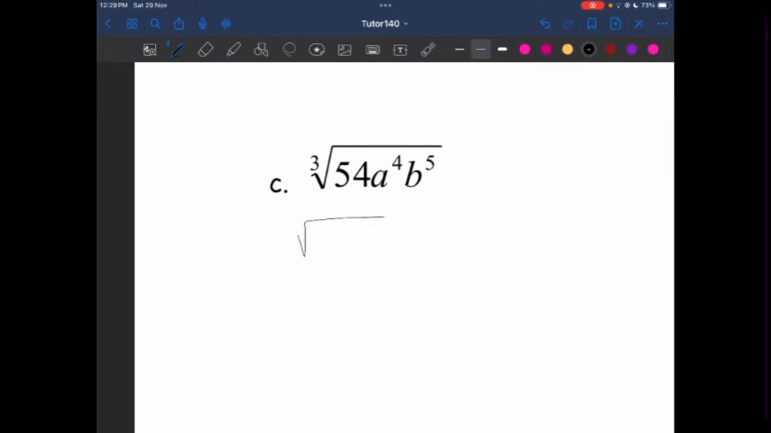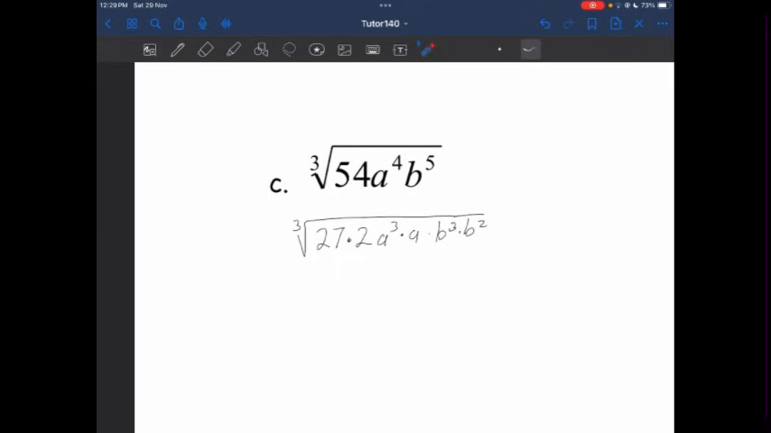So I know 27 is the perfect cube that's here. So we have 27 times 2. Now I'm going to break up the variables in terms of exponents of 3. So you're going to have a cubed times a times b cubed times b squared. Be mindful that this is the same thing as this. I just break it up.